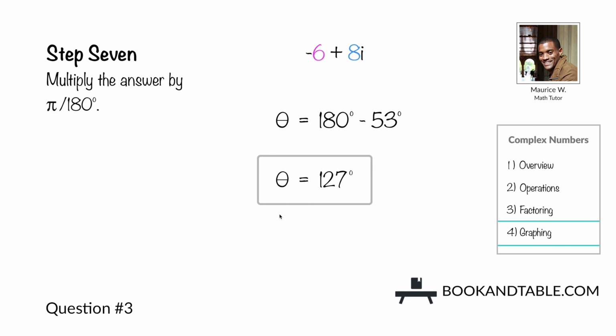And in radian form, multiply this by pi over 180 degrees. 127 degrees divided by 180 degrees is 0.71 radian. So question number 3, the argument is 127 degrees or 0.71 radian.